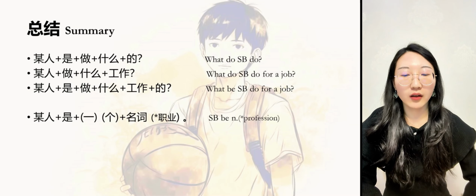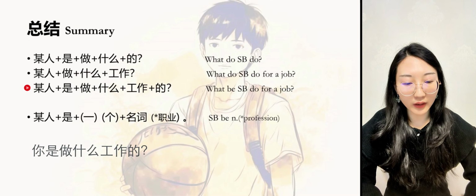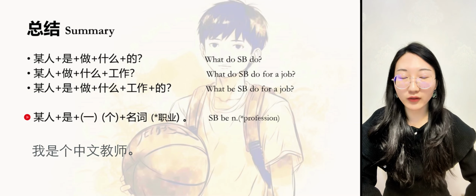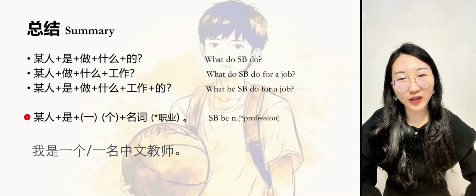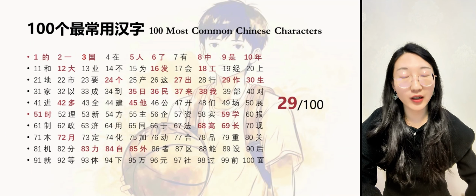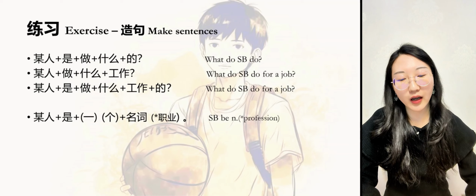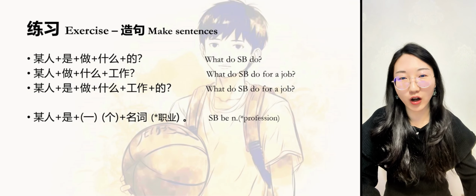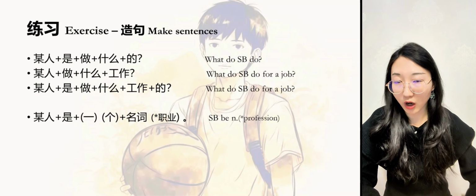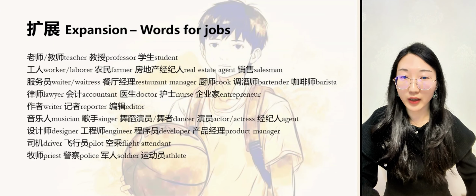So that would be 你是做什么的？你做什么工作？你是做什么工作的？我是中文教师。我是个中文教师。我是一个中文教师。And until today's class, we have learned 29 out of 100 most common Chinese characters. And as for homework, you can use these sentences we learned today to describe your job or to ask other people their job in Chinese. Well, because of the time limitation, we didn't learn many words to describe jobs, but I did summarize some common professions at the end of the video, so you can use these to make your sentence.